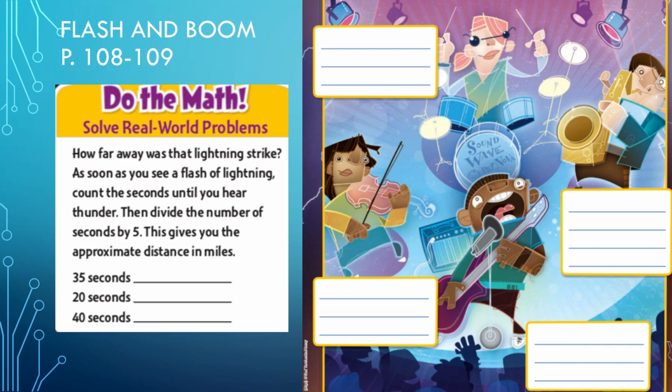If it were 35 seconds, it would be approximately 7 miles away. 20 seconds, it would be approximately 4 miles away. And 40 seconds, it would be about 8 miles away.